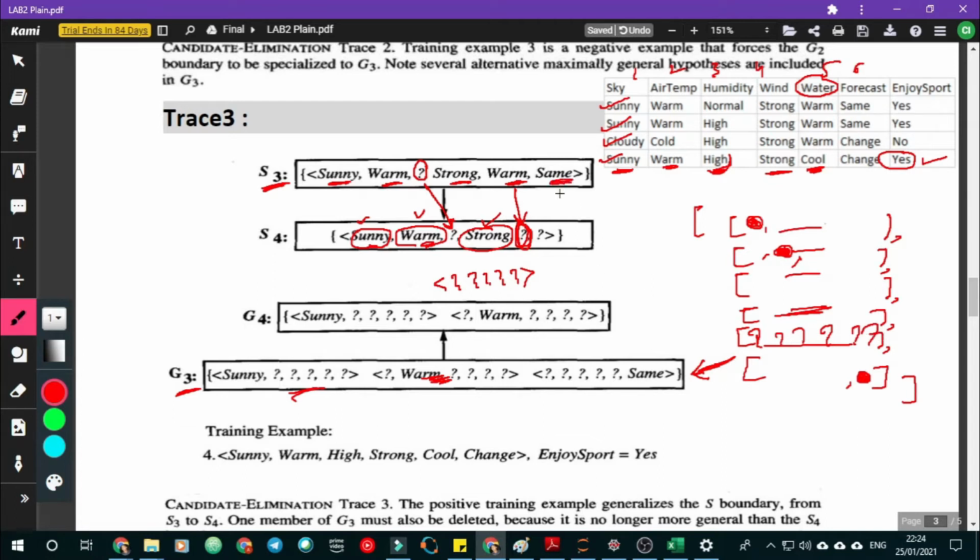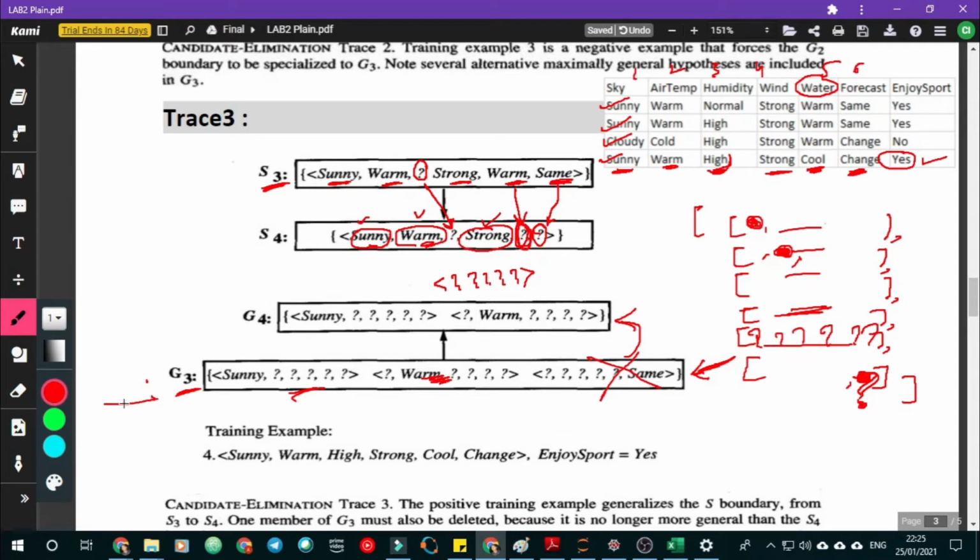Now moving to the last one, same and change, both are different, that's why I need to change my specific value to question mark, and also I need to change my general hypothesis to question mark. This belongs to the 6th position, I need to change the 6th position value, so that's why I'm not including this in my new general hypothesis. Right? I had 3 hypotheses in the general, and after reading this fourth data sample, I just made it more general than this, more specific than this. This is the general hypothesis, right?